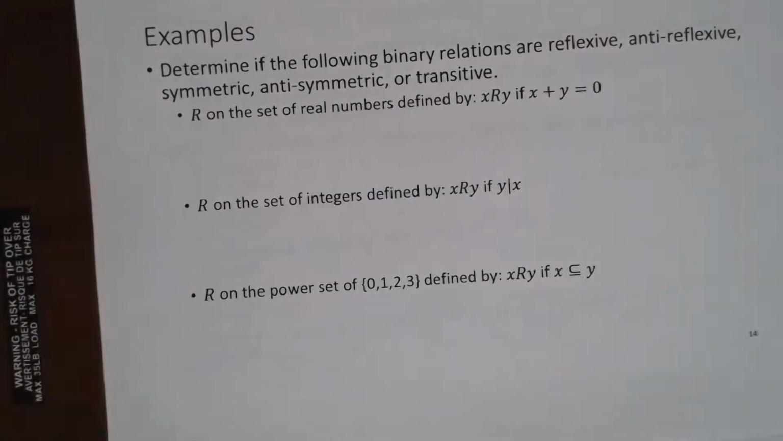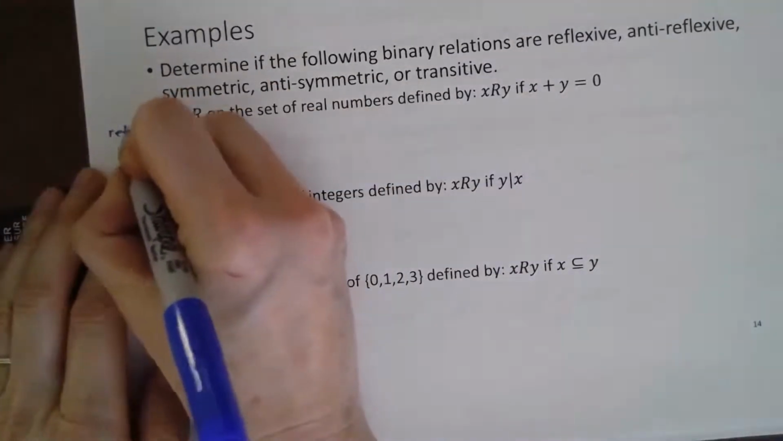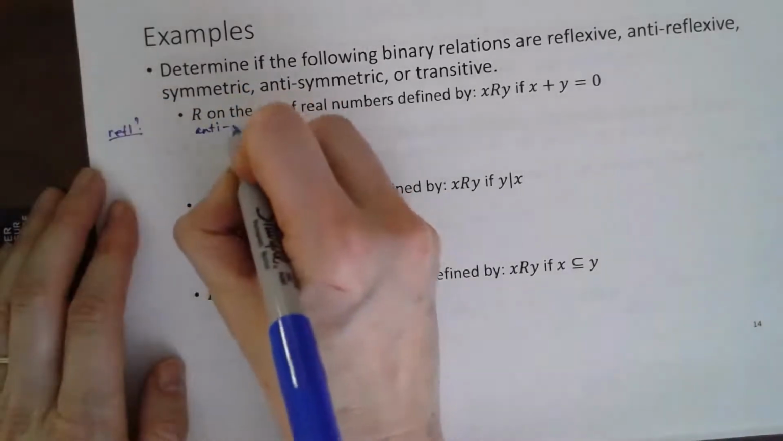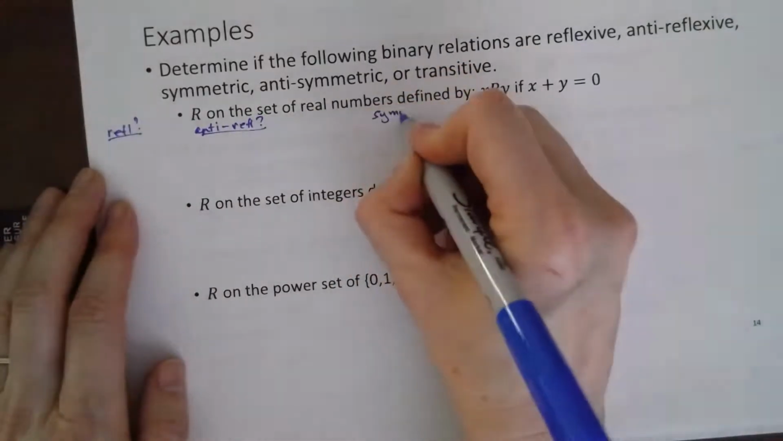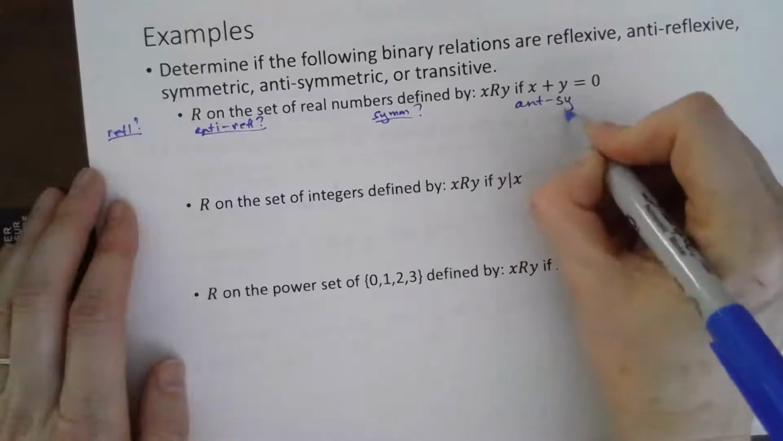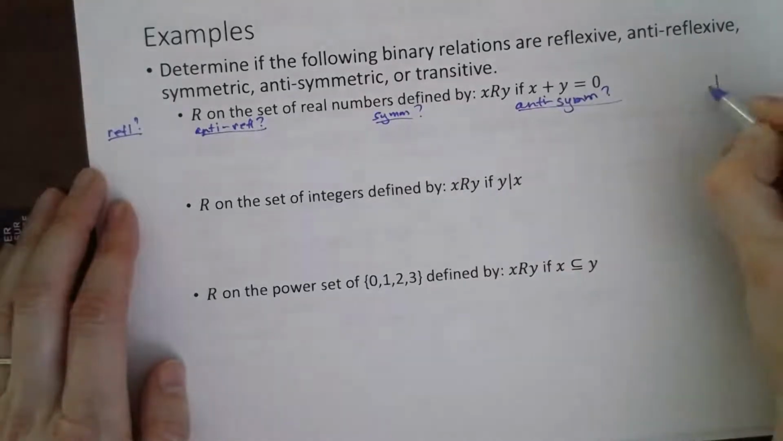All right, so we're going to go through all of the properties: reflexive, anti-reflexive, symmetric, anti-symmetric, transitive, for all of these. I'm just going to write them, so I'm going to start over here. So reflexive, anti-reflexive, symmetric, anti-symmetric, and hopefully we'll have enough room. And transitive.